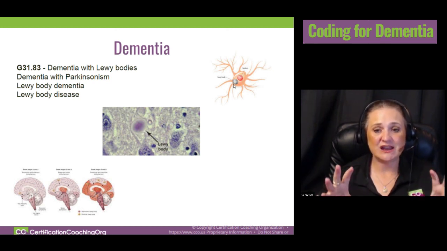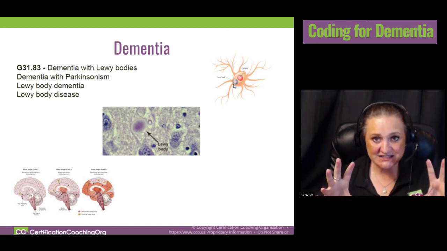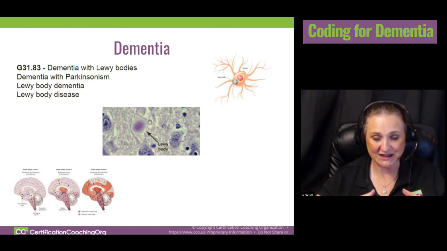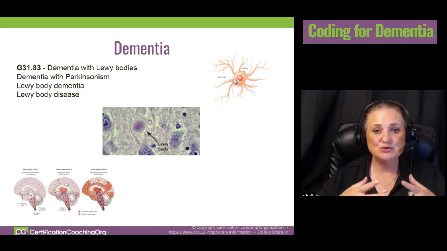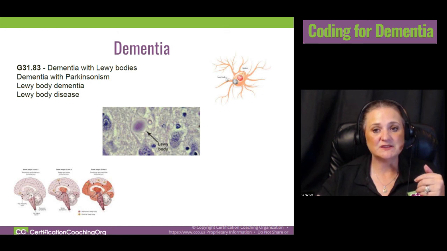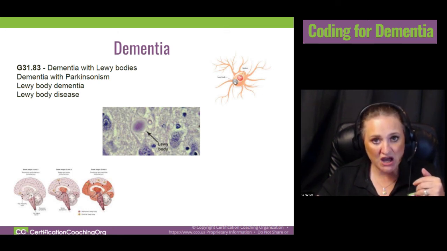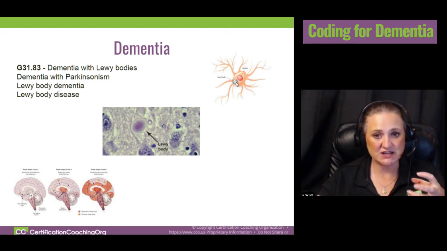Now, if you look at it from that size, versus this microscopic thing that it's really there, you can see how that will mess up the ability of this neuron to do its job. Right? It's just like having abnormal cancer cells. So when you see this, then they know that's Lewy bodies.